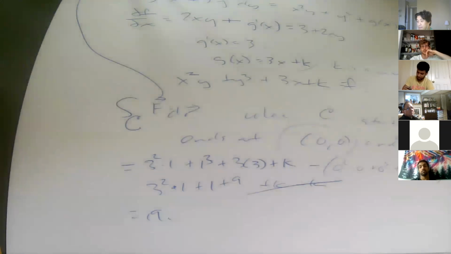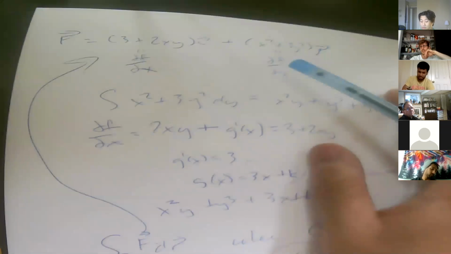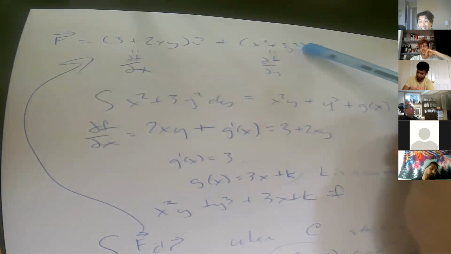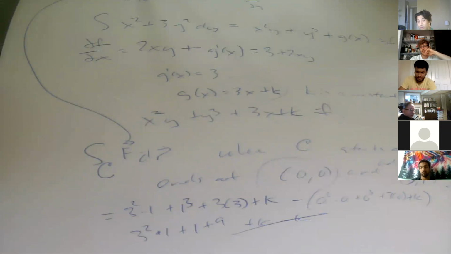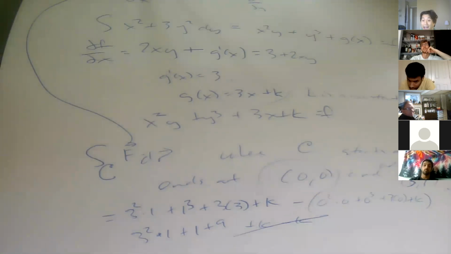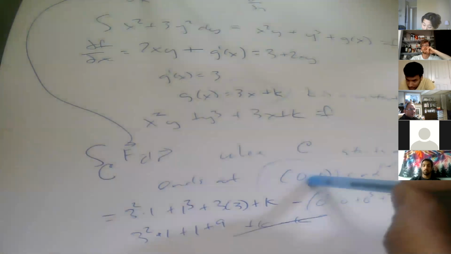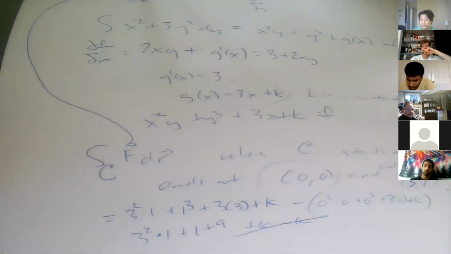What does that mean, though? This is the work done by this vector field along any path that starts here and ends here. Oh, wow, that's cool. Note, by any path. It does not matter where I go or how I get there, as long as I start here and end there. Okay?